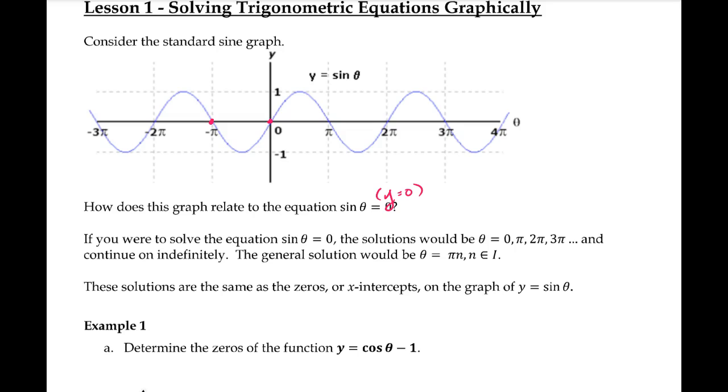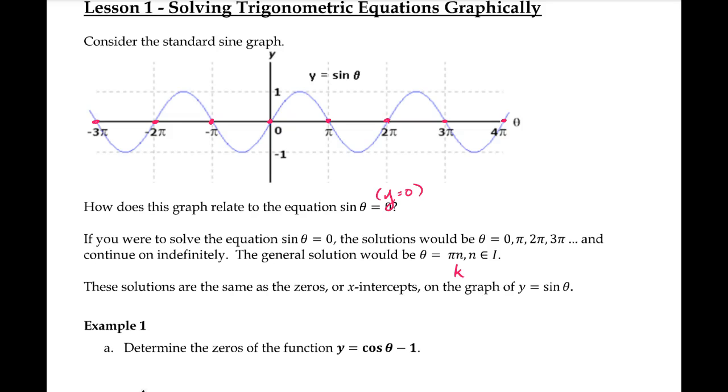whenever our graph is crossing the x-axis. So we get multiple solutions, and this is probably the first time you're really coming across that idea that we can have multiple solutions to the same equation. If we were to solve this, we would see that theta could be 0, pi, 2 pi, 3 pi. It could also be negative pi, negative 2 pi, negative 3 pi. So we say theta equals pi times n, where n is an element of the integers.